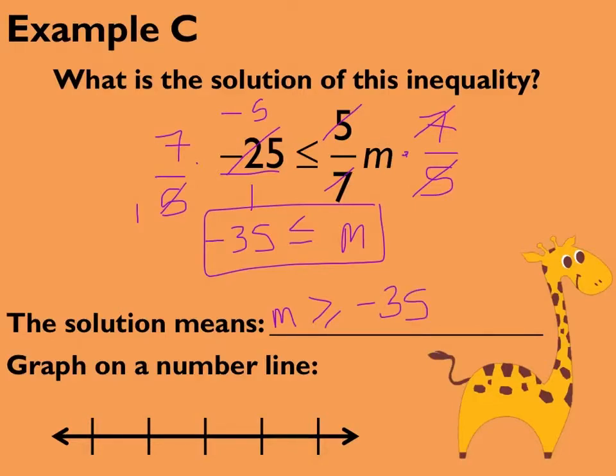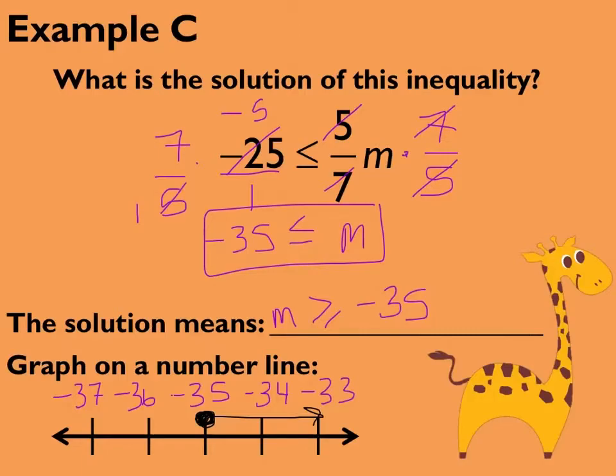So on our number line, we can label negative 35 in the center, label some numbers on either side of negative 35, and for this inequality, we can show the solution set using a closed circle over the negative 35, since it is included in the solution set with the equal to part of the inequality. And we'll draw an arrow to the right to show that our solutions are greater than or equal to negative 35.